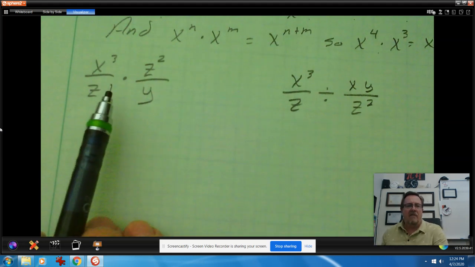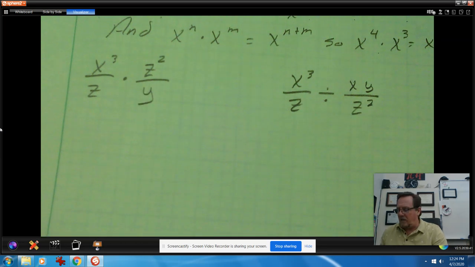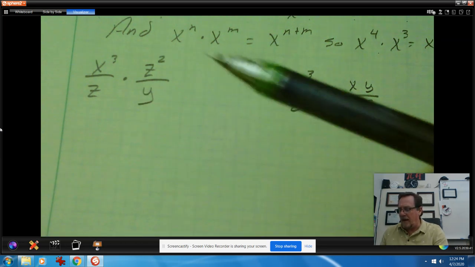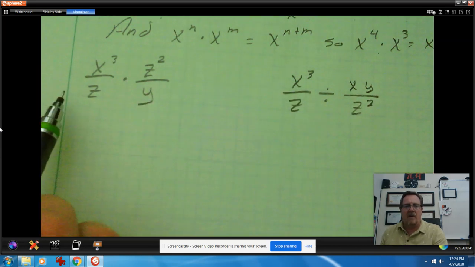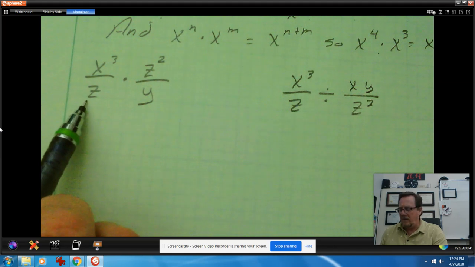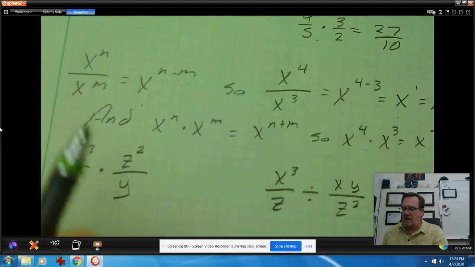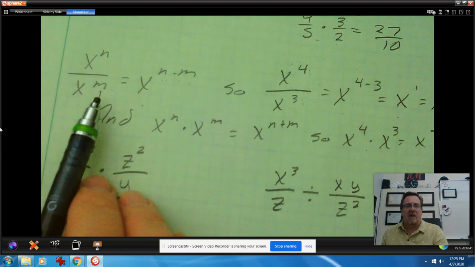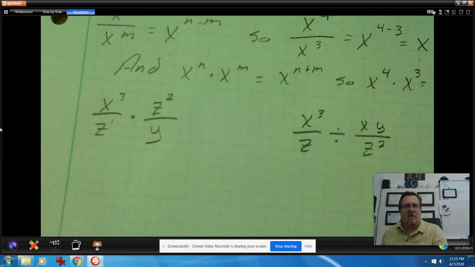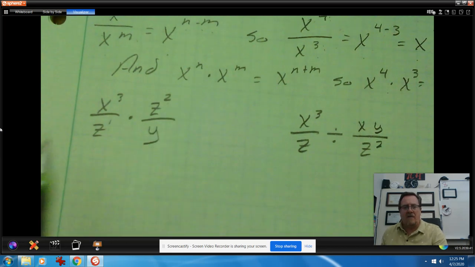Up here, I have x to the third over z and z squared over y. And so I can see that I have a z squared up here, and I have a z. And do you know what the exponent on that z is? On the bottom here? The exponent on that z is 1, right? So I do have a situation kind of like what I had up here. I have a number raised to a power on the top, and that same number raised to a different power on the bottom. So here we go. We could say, well, that's going to be z to the 2 minus 1 power, isn't it?